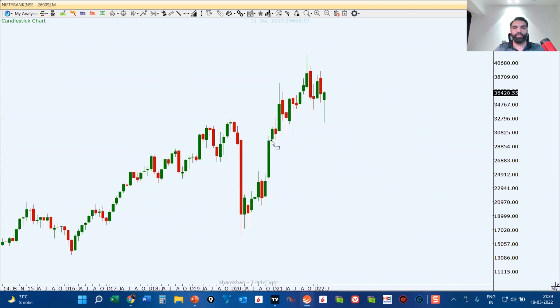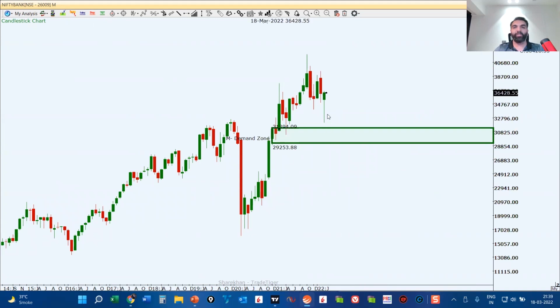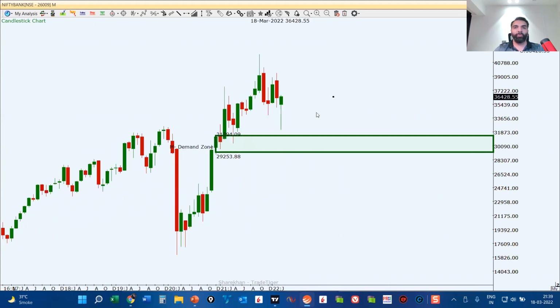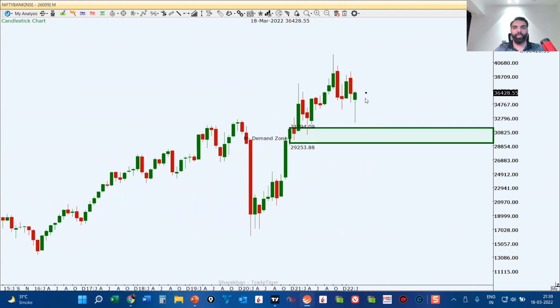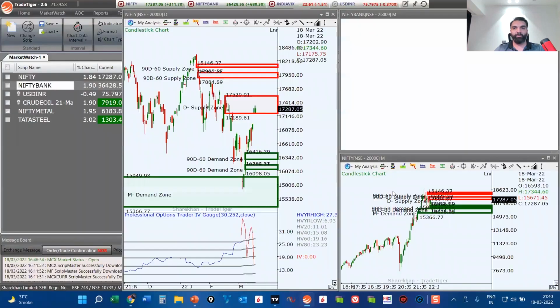Nothing much has changed, and the markets are still holding on to this monthly demand zone, indicating there is still a lot of energy left in this market to move to the upside, and there is absolutely no supply zone on the monthly chart.